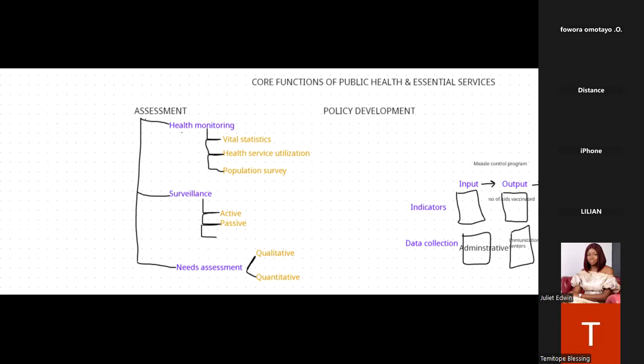Now let's move on to the next component under assessment. The next component is surveillance. Health monitoring is said to be general, while surveillance is said to be specific. Health monitoring is general, surveillance is specific. Well, I know that I used measles as an example for health monitoring.